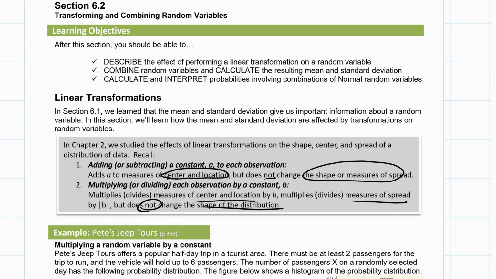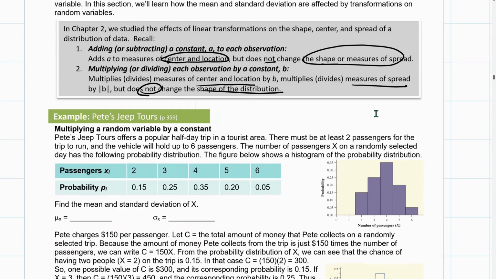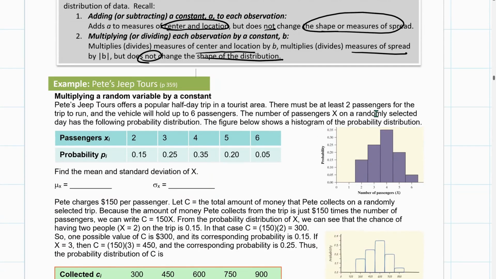For this lecture, let's look at this random variable distribution. Pete's Jeeps Tour offers a popular half-day trip in a tourist area. There must be at least two passengers for the trip to run, and the vehicle can hold up to six passengers. The number of passengers X on a randomly selected trip has the following probability distribution: two passengers, 15%, four passengers, 35%, and so on. Let's find the mean and the standard deviation for that distribution X.